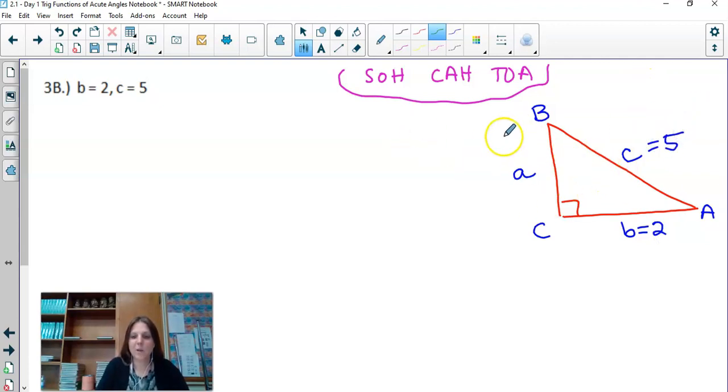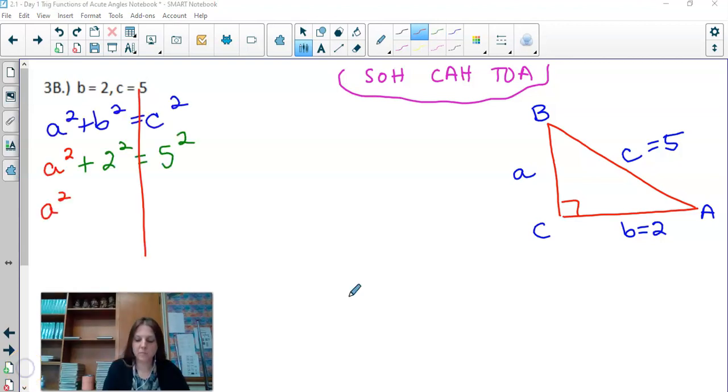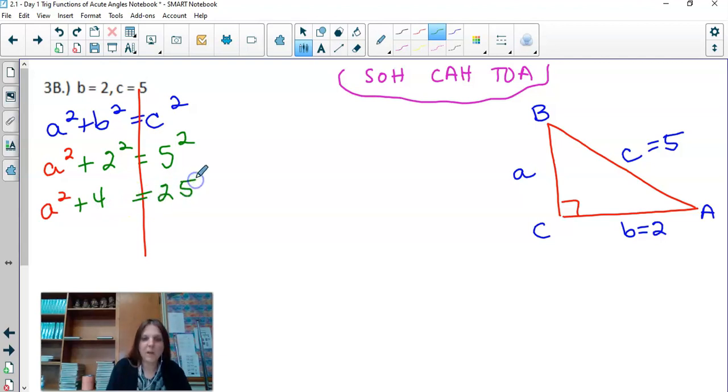So you can see that we are missing A. So go ahead and write down the Pythagorean theorem and plug in your given values to find side A. Don't forget that you're squaring these numbers, not multiplying by 2. So be careful when you're doing that part.